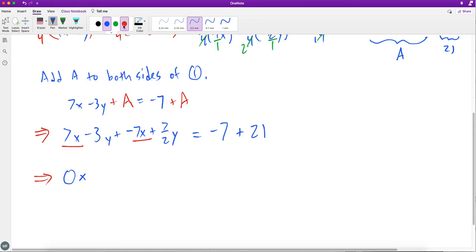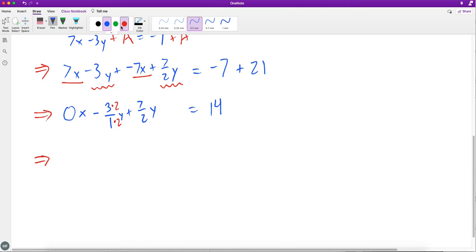I have negative 3y and positive 7/2 y. A lot of people have trouble adding fractions in their head, so let's go ahead and write this out. This would be negative 3 over 1 y plus 7 over 2 y. And in order to do that, you need a common denominator, so you'd multiply by 2 over 2. And when we get down below here, we'll continue with that. And then negative 7 plus 21 is 14. That's a nice one. Okay, so now 0x, that's just 0, so I'm just going to not write that anymore.